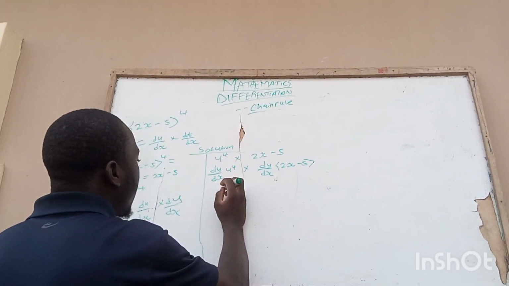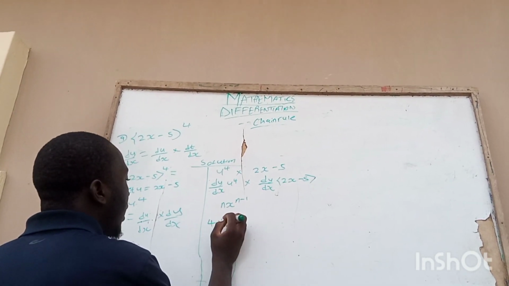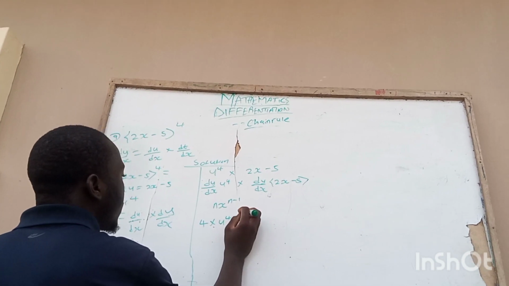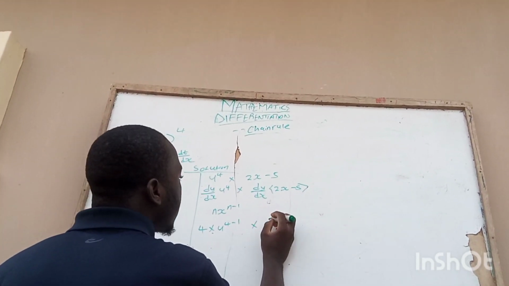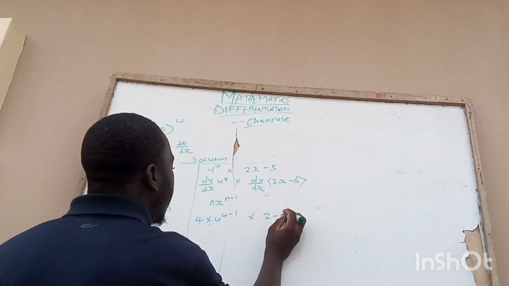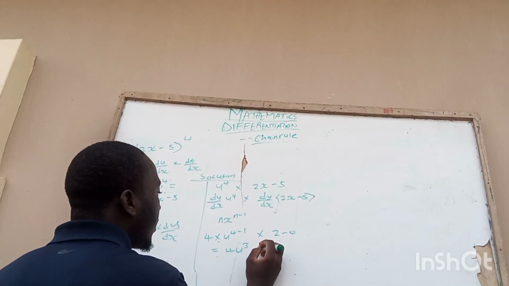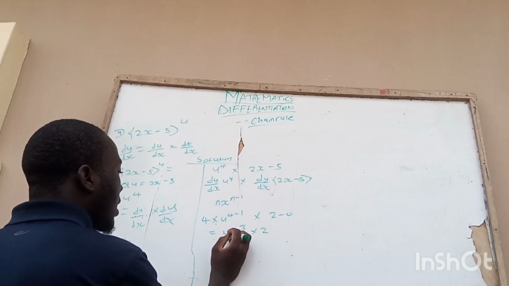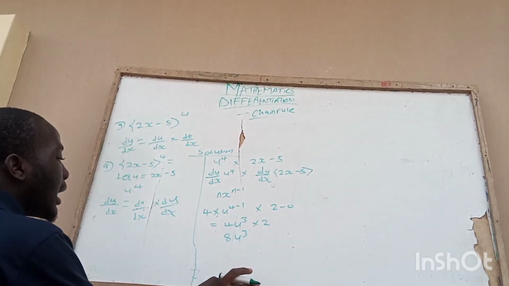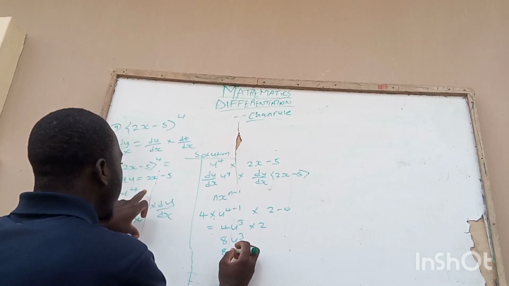You know that our formula is n x raised to power n minus 1, right? So we have 4 times u raised to power 4 minus 1, multiplied by the differentiation of 2x, which is 2. The differentiation of any constant is 0. So we have 4u raised to power 3 multiplied by 2. So 2 times 4 we have 8u raised to power 3. But don't forget that our u is 2x minus 5. Now let's substitute it back.